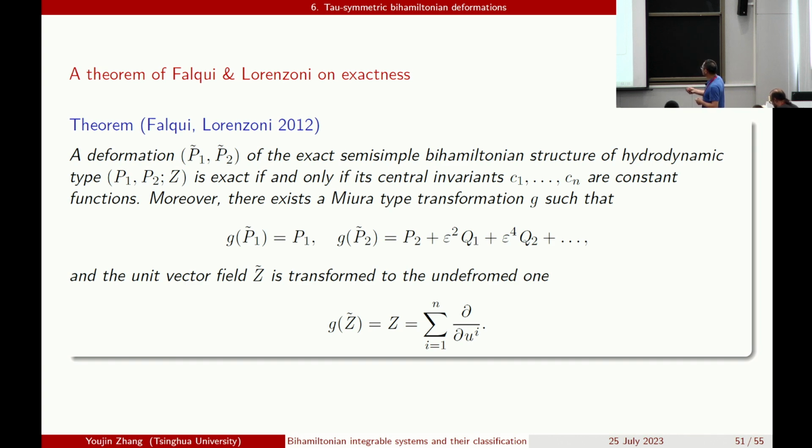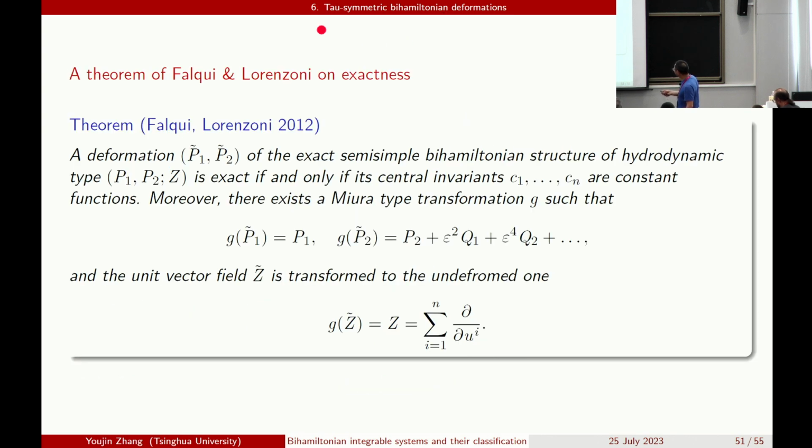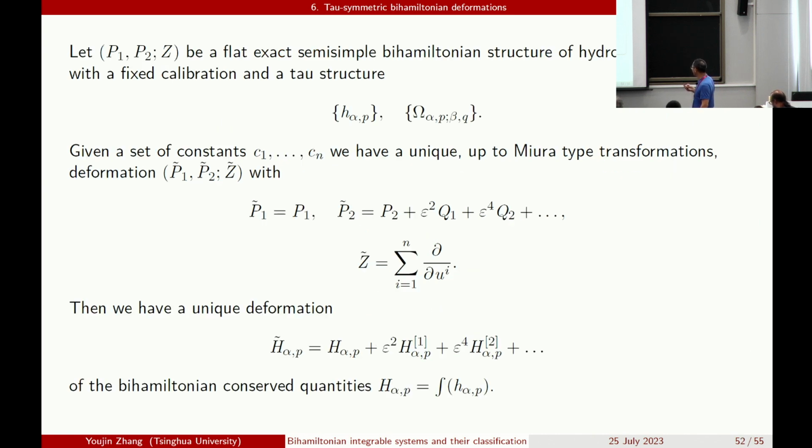So this theorem of Fokko and Lorenzoni says that in order to keep the tau function property, we need to choose constant central invariants. And then if we start from a flat, exact, semisimple Hamiltonian structure, this theorem says that the exactness is related to these constant central invariants, but we are interested in the existence of tau functions.